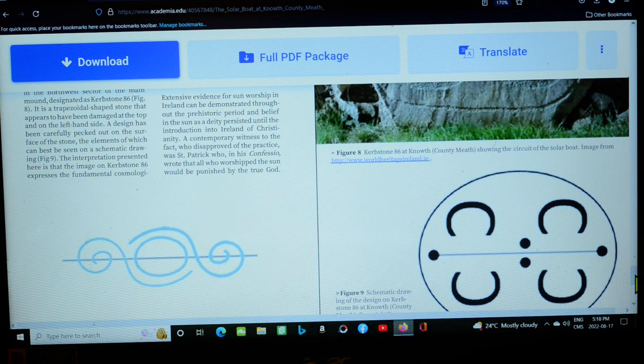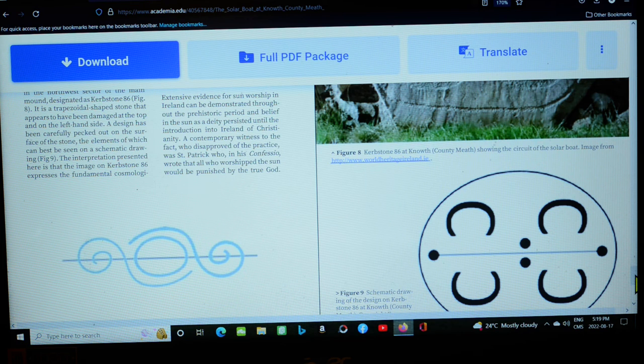Extensive evidence for sun worship in Ireland can be demonstrated throughout the prehistoric period, and belief in the sun as a deity persisted until the introduction into Ireland of Christianity. In fact, it probably persisted even after Christianity in some parts, as is the case in many other cultures. I mean, you had ancient Egyptian religion persisting until well after the beginning of Christianity. Centuries after the beginning of Christianity, there were still people worshiping the Egyptian gods and goddesses.